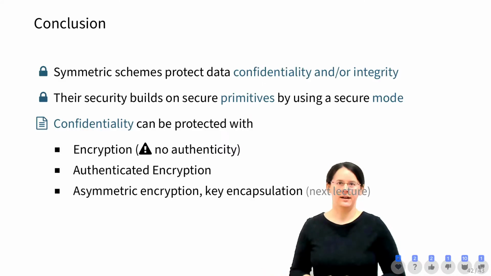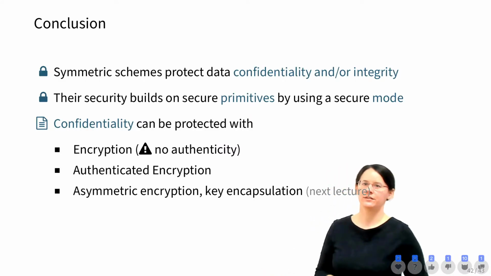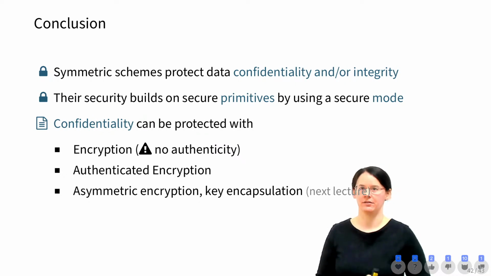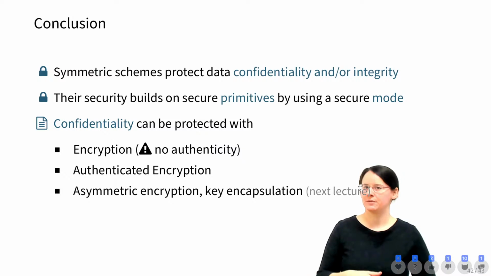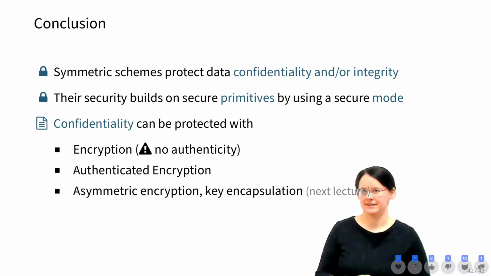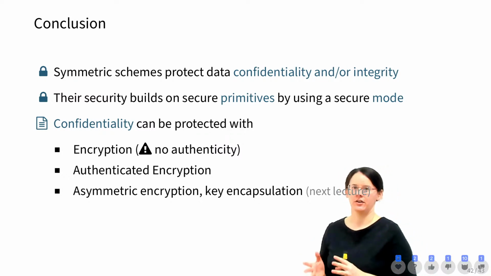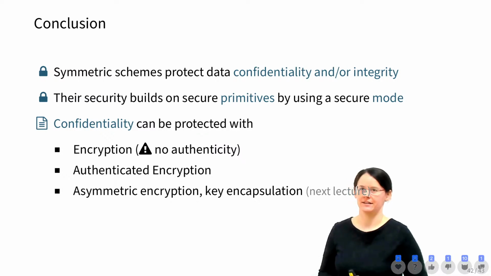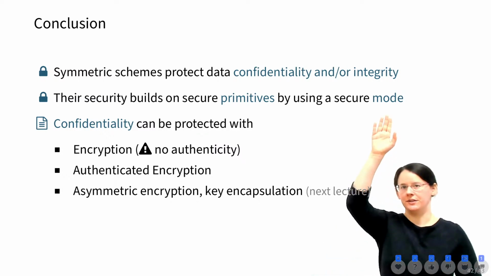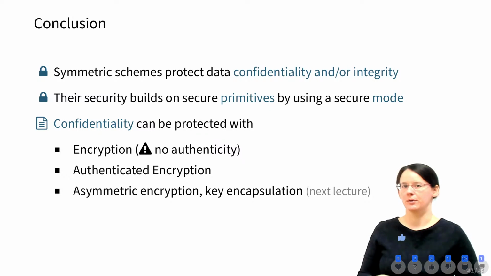So to conclude, we looked at symmetric schemes that protect confidentiality and or integrity so far. And symmetric schemes can achieve even both of that at the same time. We saw that the security of these schemes really relies on the primitives. So in our case, on the block cipher that is underneath. And the recipe how to use this primitive is called the mode of operation.